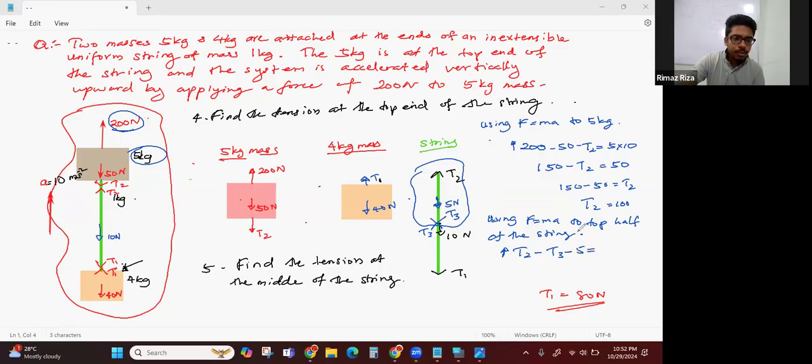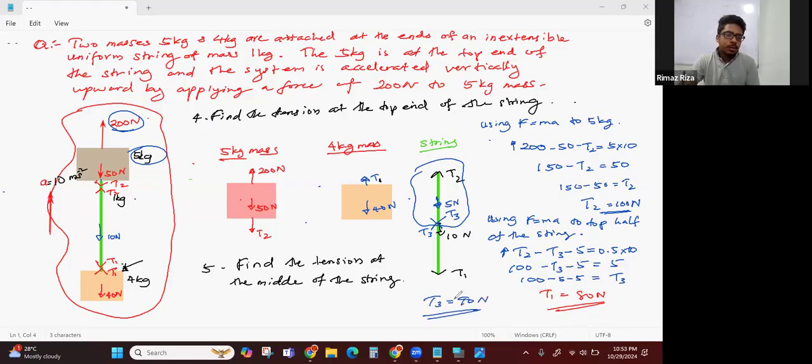Minus 5 equals the mass times acceleration. Mass is 0.5 into A. A we found already, which is 10. So T2 we found already, 100 Newton. So 100 minus T3 minus 5 equals 5. So I can take this T3 to this side. Then 100 minus 5 minus 5 equals T3. Therefore T3 equals 90 Newton. So the problem is that one student got 95, because I think they haven't considered the weight of this, probably.